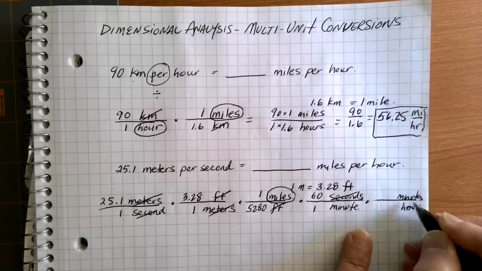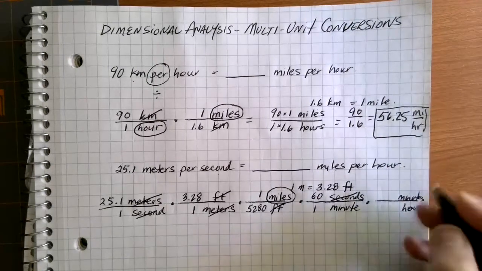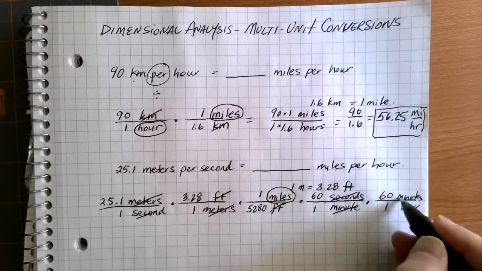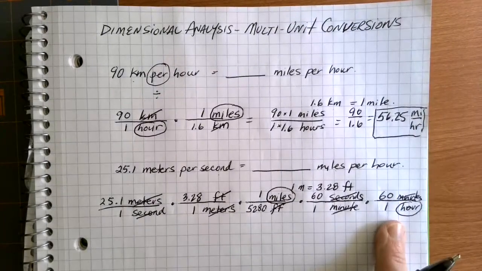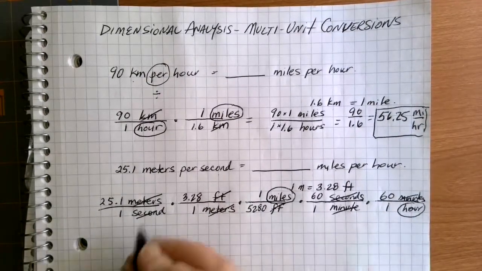And notice this is going to put hours in the bottom, which is what I'm going to want for that particular unit. There are 60 minutes in 1 hour. The minute units divide out, and now I'm at hours as the only remaining unit in the denominator. And miles are the only remaining unit in the numerator. Now I just have to go through and multiply each of these values.